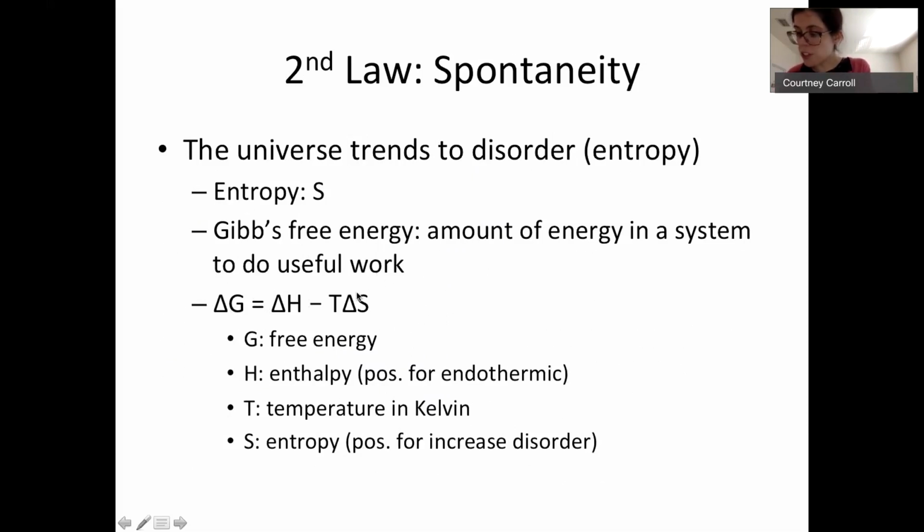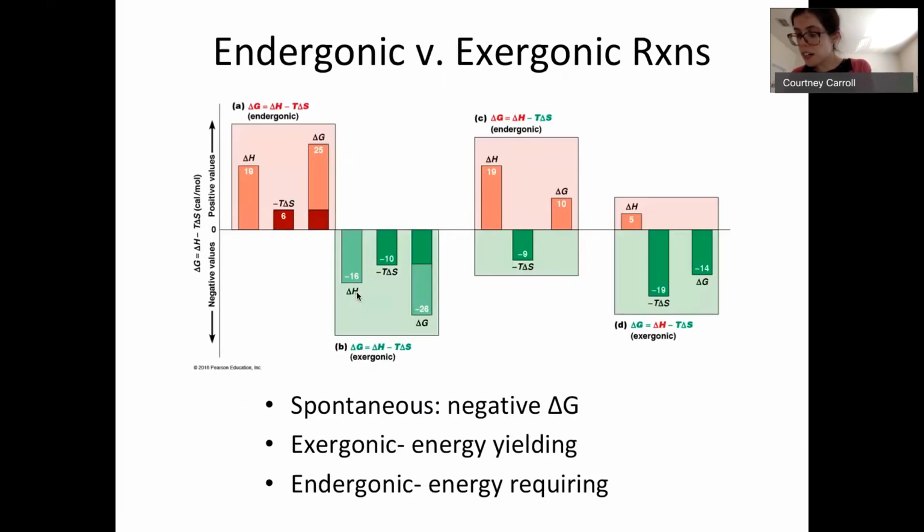With Gibbs free energy, you want to pay attention to the sign, because here, a negative delta G is considered an exergonic or a spontaneous reaction. For a positive delta G, shown in red, those are our endergonic or non-spontaneous reactions.